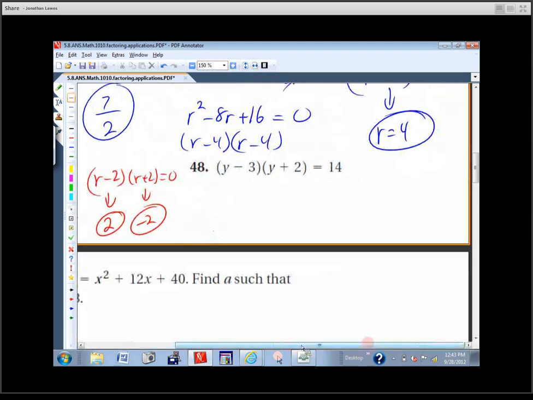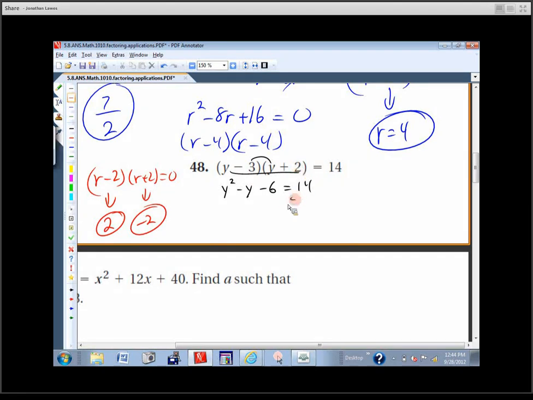You have to distribute through y squared. This would be minus y minus 6 equals 14. Everybody see why it's minus y? Minus 3y plus 2y. Those would combine to be a minus y. See why it's good to be able to multiply those together quickly?